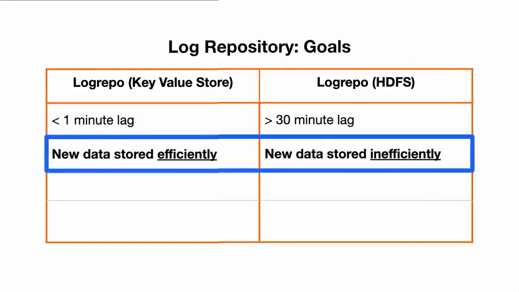Under key value store, new data stored efficiently. Under HDFS, new data stored inefficiently. Since every key value store doesn't store the latest day of data differently, we'd be a lot more efficient there. But in addition, most key value stores have some form of caching built in. So since most of our consumers are reading the most recent data, we'd actually be doing less I/O for the recent day of data, not more, which is exactly what we want.